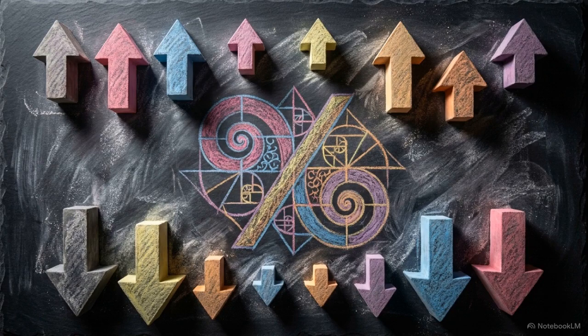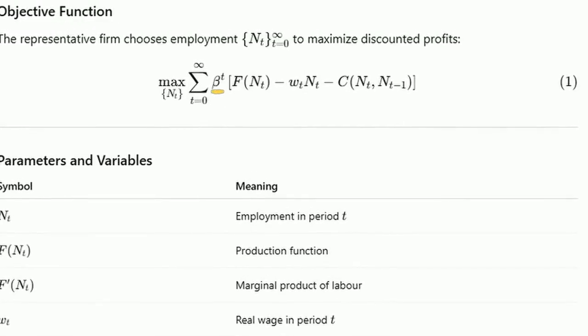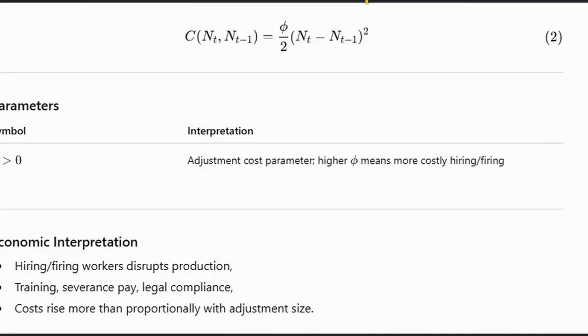Dividing the 0.8% employment increase by the cost reduction gives the elasticity. A firm must calculate the discounted present value of infinite future profits against the immediate penalty of changing its headcount today. These friction costs do not scale linearly. Equation 2 specifies them as a quadratic function, meaning the financial penalty rises exponentially with the absolute size of the adjustment. Mass layoffs and mass hiring sprees are punishingly expensive.